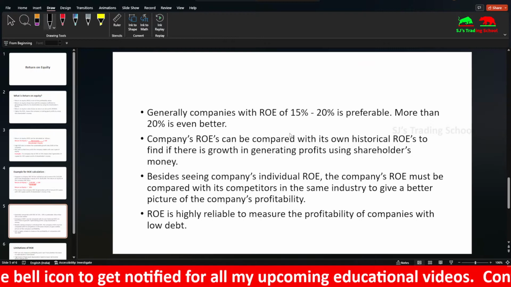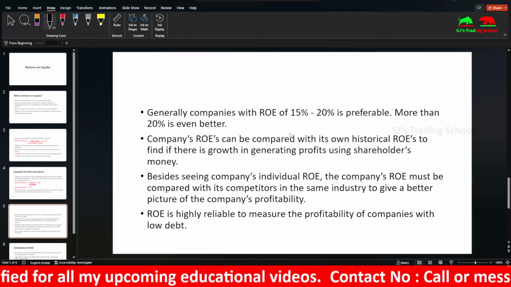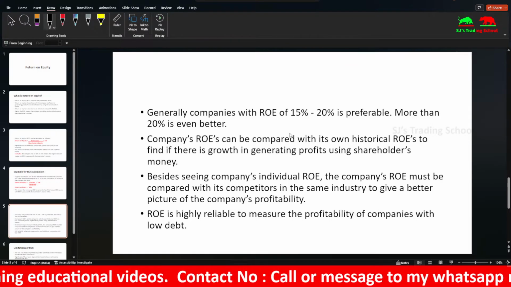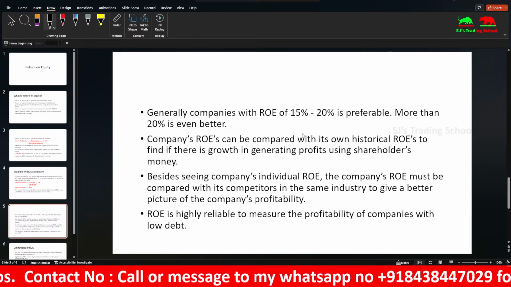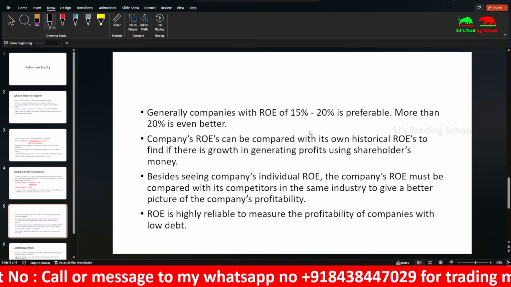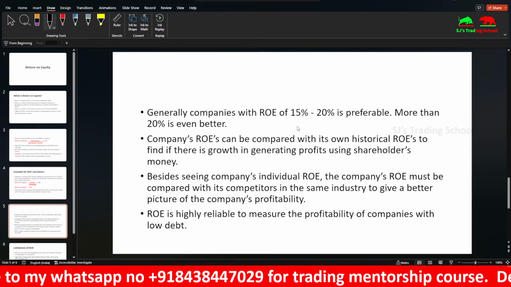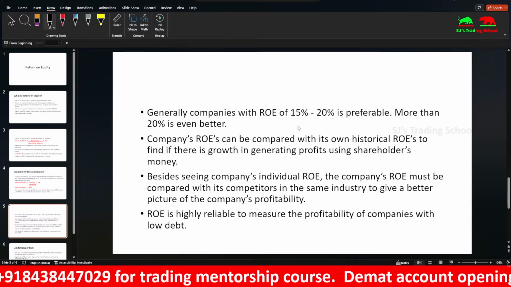You mustn't look at the individual ROE alone. You can see the individual ROE, but you have to compare it with the historical ROEs and see if there is growth on a quarterly or yearly basis. It shows that there is growth in generating profits using shareholders' money. Besides the individual ROE, it must also be compared with competitors in the same industry to give a better picture of the company's profitability.